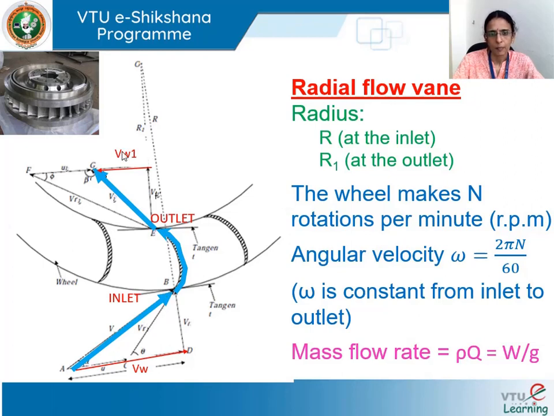Now, in this case, the mass flow rate, that is mass flowing per unit time, is given by mass density multiplied by the volume flow rate, or mass density multiplied by the discharge. It is also represented as mass, which is weight divided by acceleration due to gravity, where W is the weight flowing per unit time, divided by the acceleration due to gravity.